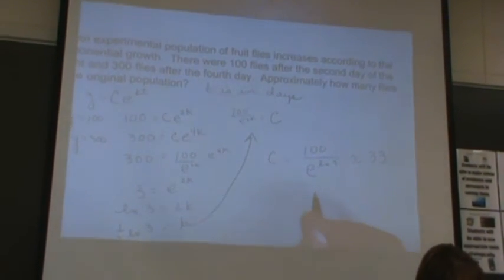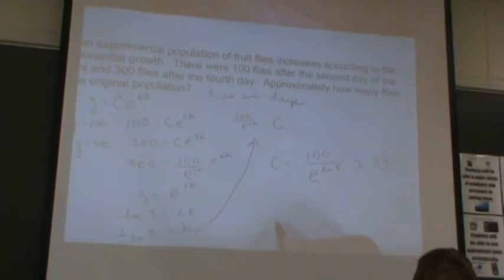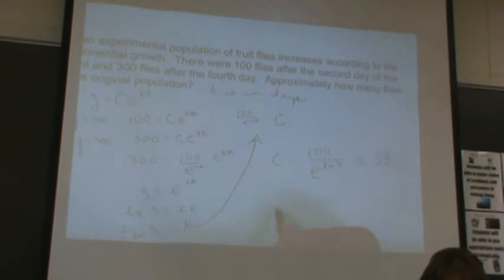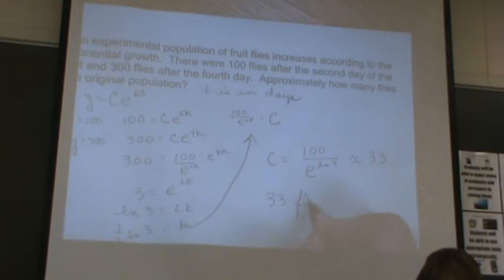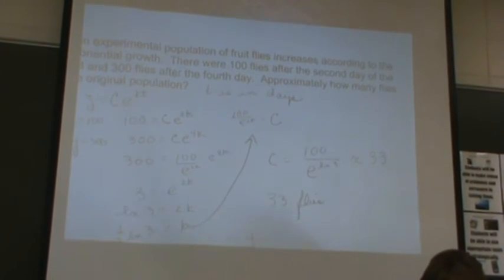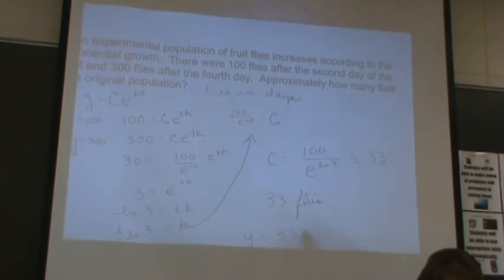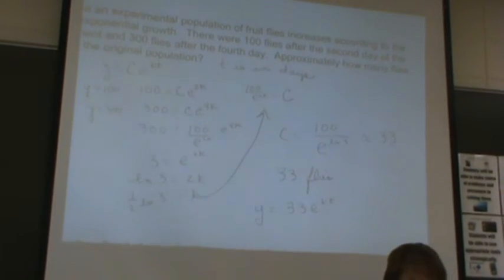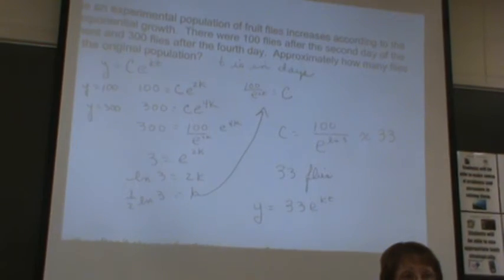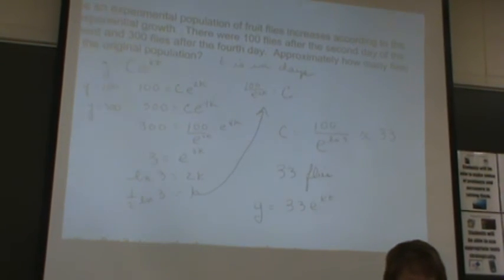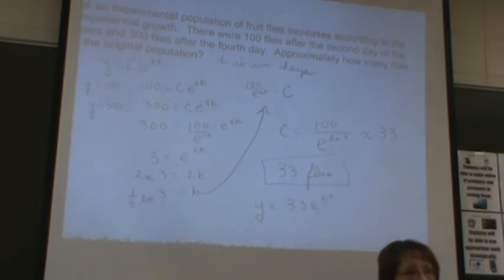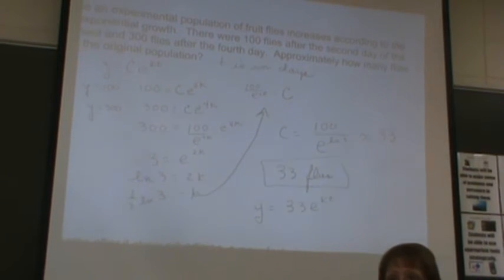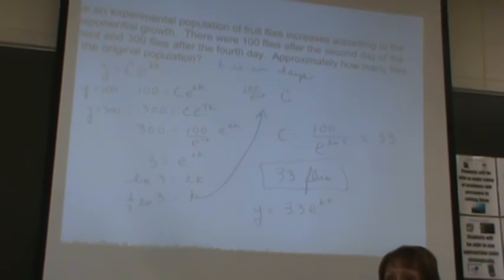So that means that we started with 33 fruit flies, and our equation would be y equals 33 e to the kt. We weren't asked for anything else, we just needed to know the original amount. We could continue if we wanted to, but ultimately we just wanted to know how many of those little buggers we started with. Questions on that?